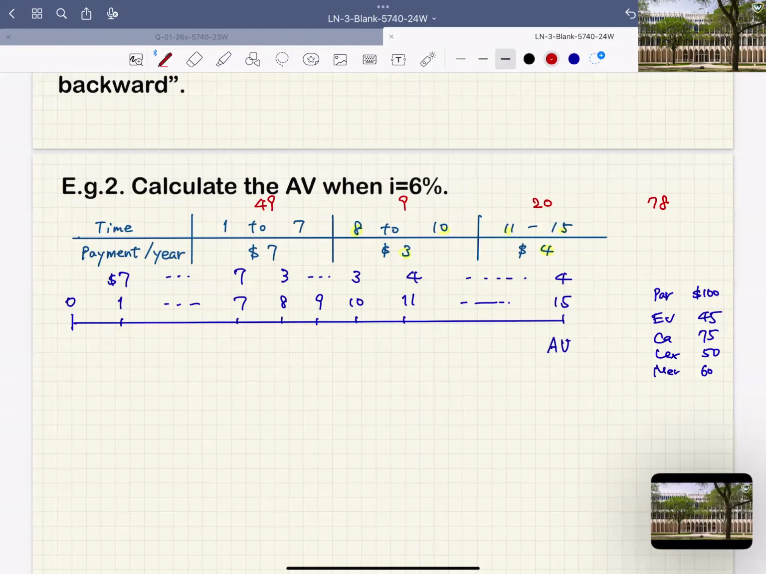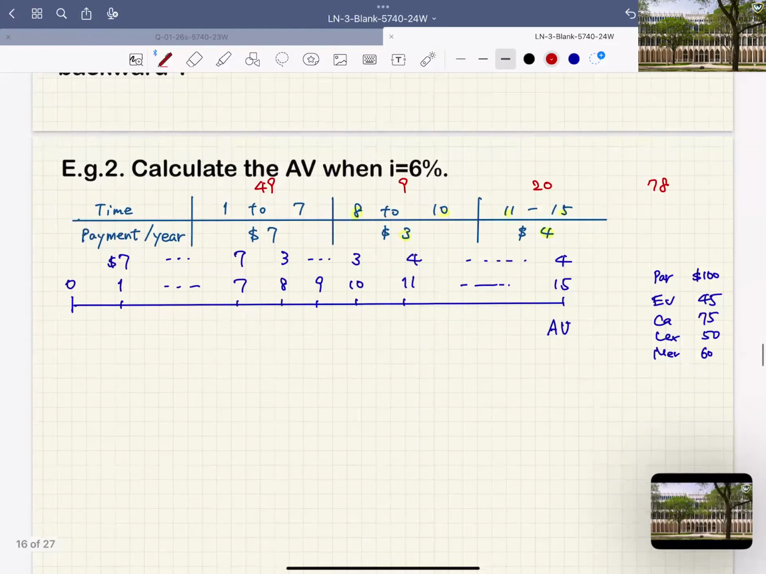Okay, so that means that this cash flow is valued at t equal to 15, right? So the situation is like you will get a payment of $7 each from t equal to 1 to 7, but it accumulates some interest until t equal to 15. So 78 plus. So that means at least we have more than $78. And how much? It's not clear.